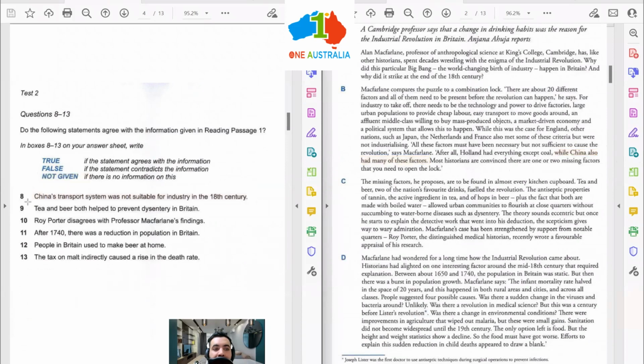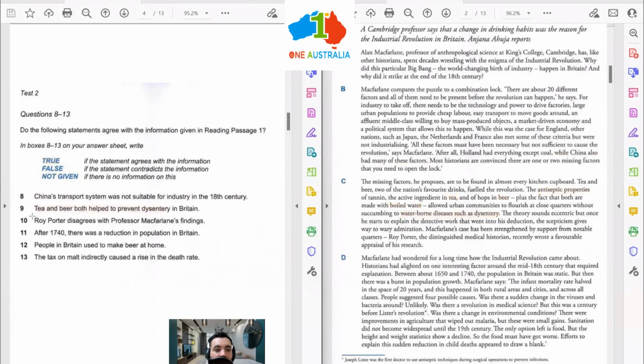Next, they're saying tea and beer both help to prevent dysentery in Britain. Answer is definitely true. We have read it already that tea and beer had antiseptic properties and both of them were prepared after boiling the water. And this caused what? This caused reduction in waterborne diseases, which cause dysentery. Yes. So answer becomes true for question number 9.